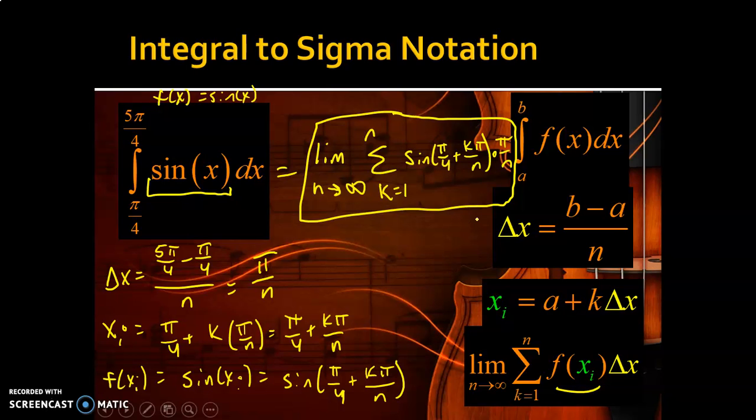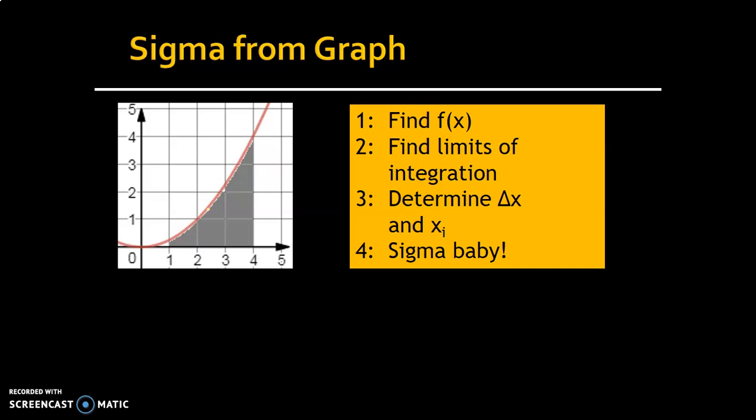All right, the last thing that you might have to do with sigma notation is go from a graph to sigma notation. So the steps that you would need to do is find f of x, so you'd have to figure out what the formula is based on the graph, find the limits of integration, so in this case we're going from 1 to 4 because that's the part that's shaded, figure out delta x and x sub i, and then set it up the same way we normally would.